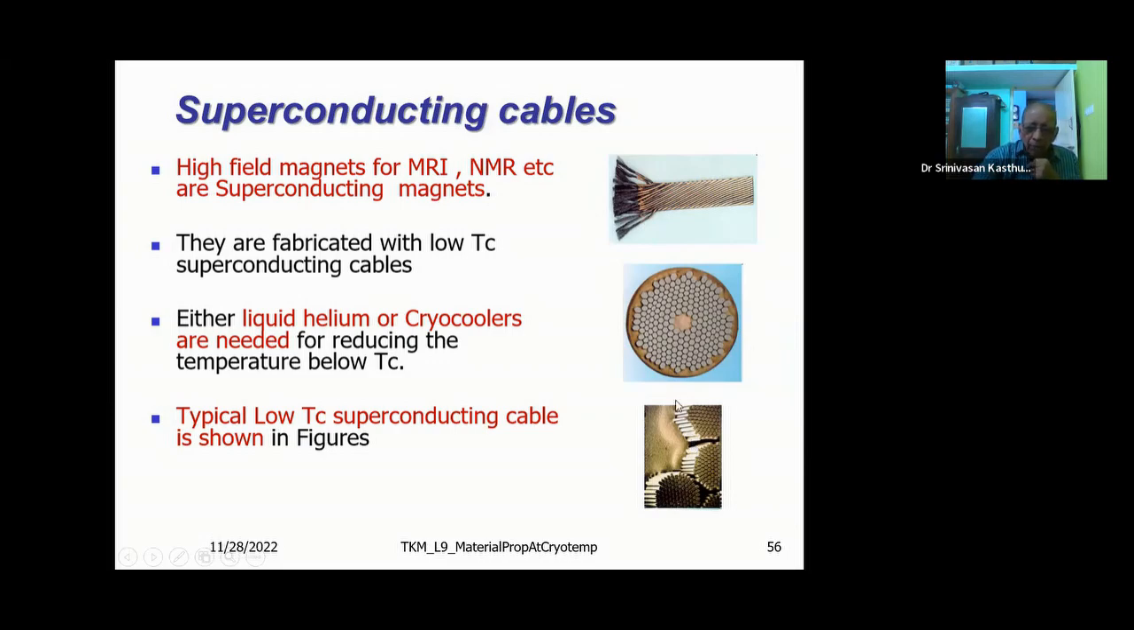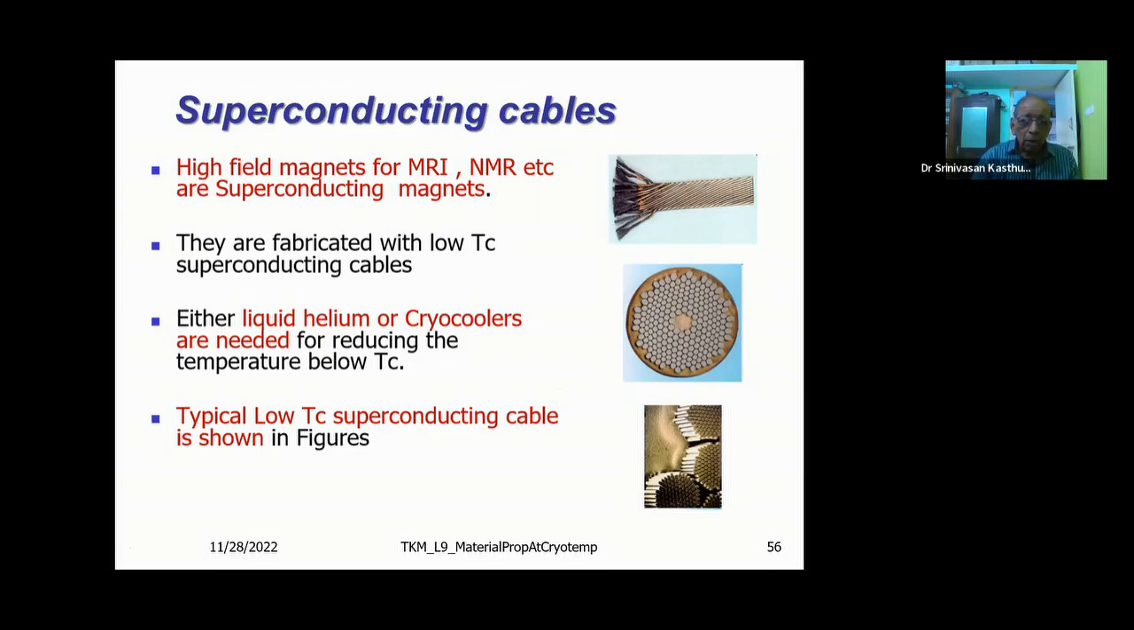So what is all this? It is actually a copper matrix in which these are all superconducting wires. This whitish thing that you see is actually the superconducting wire, and the surrounding is the copper matrix. This is done by starting with a billet and then reducing the billet in size and drawing the wires. Like that it is done.